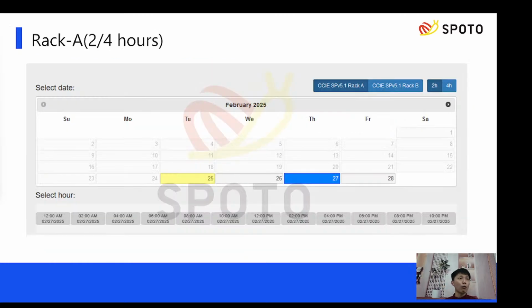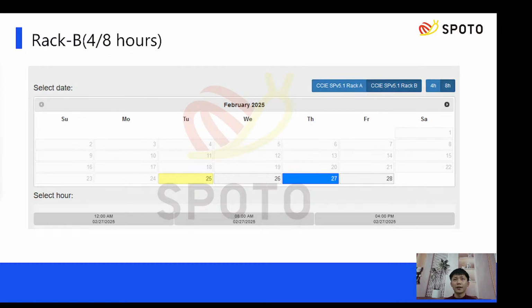Now what you can see is our reservation system. We have SP rack A and B. And there will be many available slots to book for you to practice. In B, you can choose a 4 or 8 hour session.